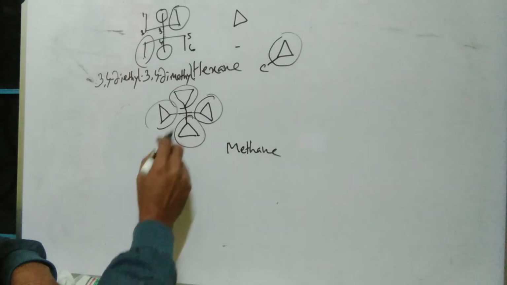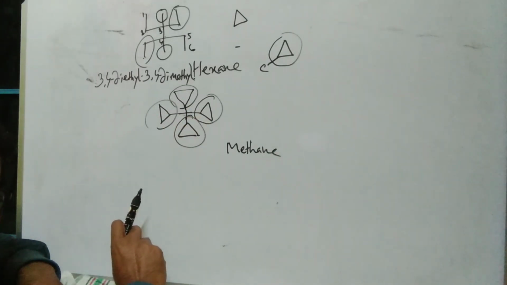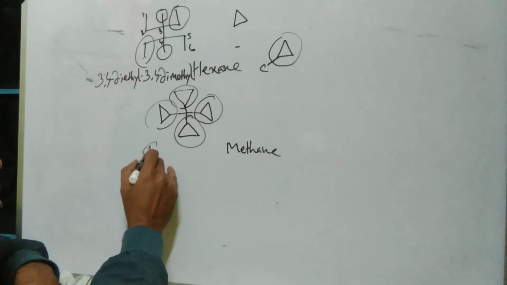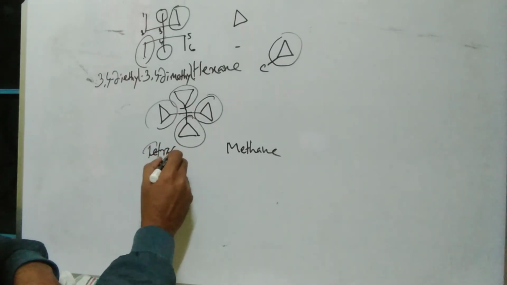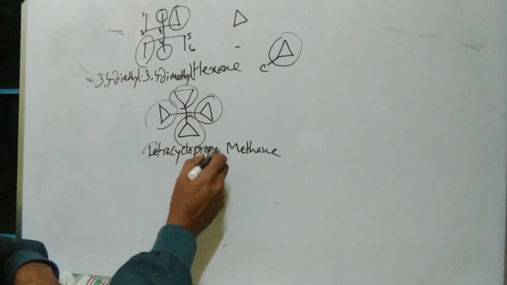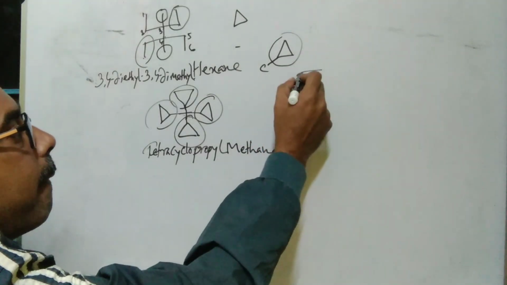So this one is tetra. Since 4 cyclopropyl groups are there, this is tetracyclopropyl. So the IUPAC name of this compound is tetracyclopropyl methane. And now what about this?